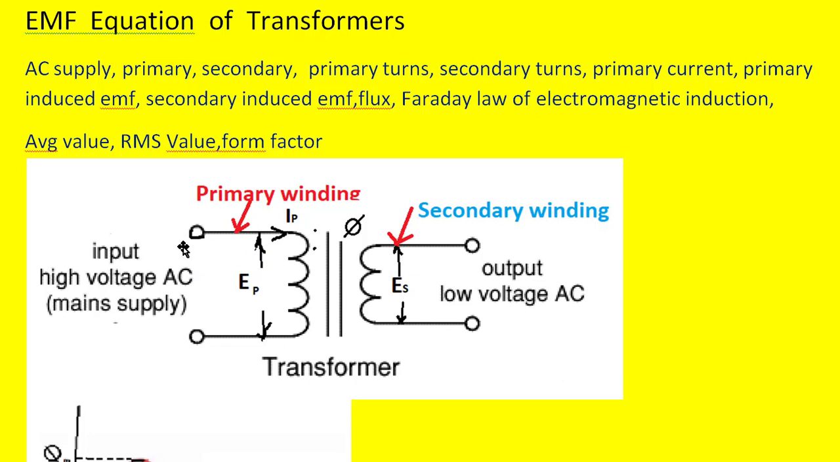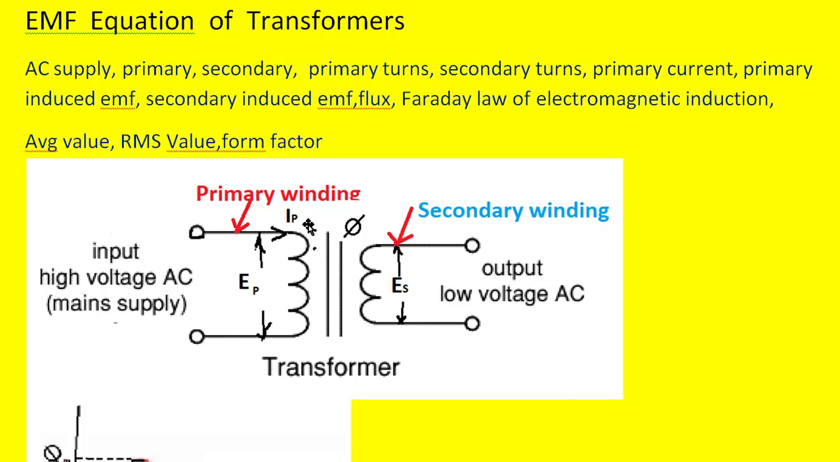So normally single phase AC supply is applied to the primary side of the transformer, and that we call the main supply, and that will step down to the level of load voltage, load specification, and that voltage is called the secondary induced EMF. So once the AC supply is given to the primary winding, a current flows in the primary winding. That current is called IP, the primary current.